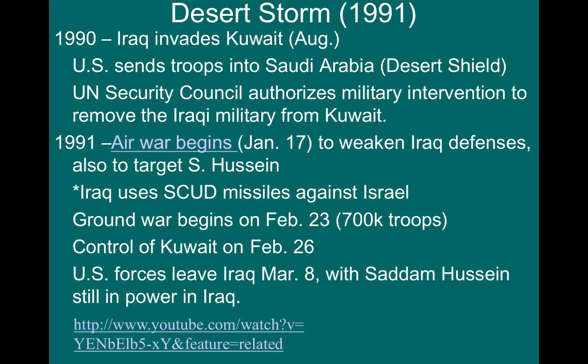The U.S. forces briefly go into Iraq, largely pushing them back farther and farther from the border. But ultimately, the decision is made that this was not the goal of the war. This was not what the Security Council authorized. So U.S. forces and coalition forces left Iraq by March 8th. Saddam Hussein remained in power.